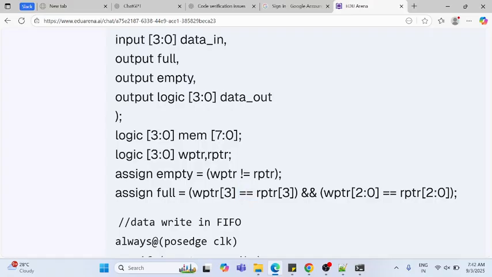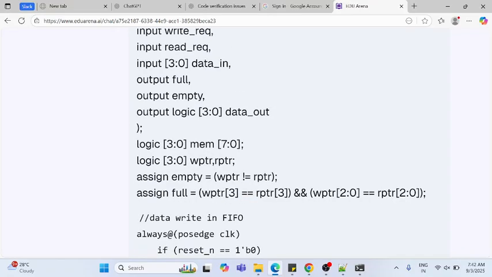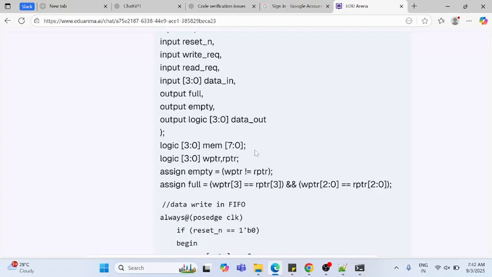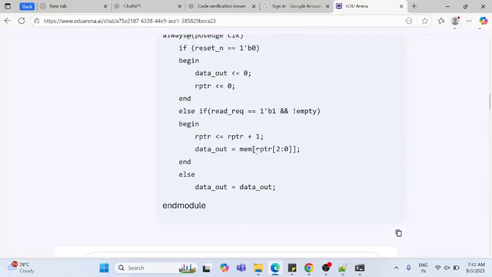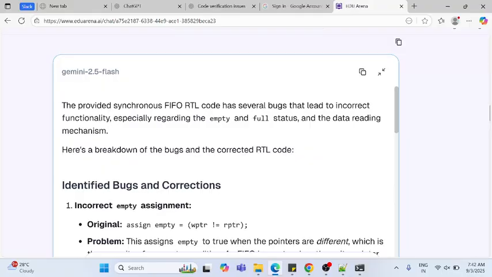Because of that, the behavior will be chaotic and a little bit deviated, because the entire reading and writing happens based on the empty and full flags. So now the conditions are wrong here. Write and read logic remains the same. Now this is a response.